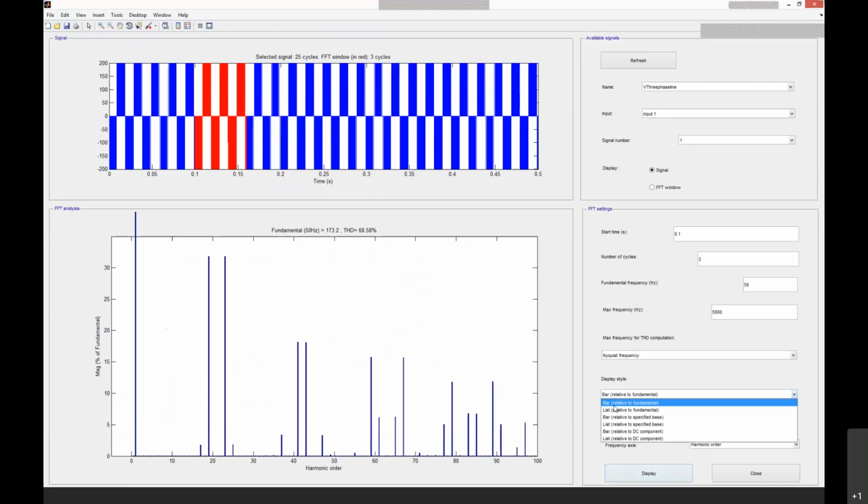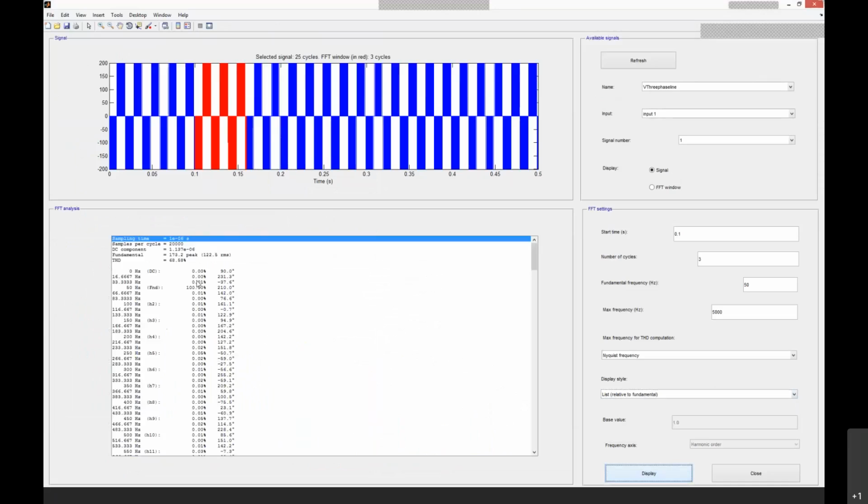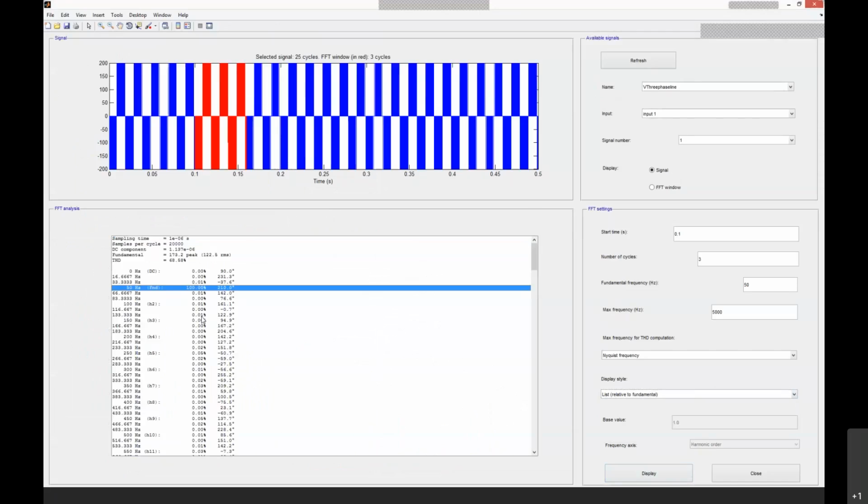So here in display style, you can see the bar relative to fundamental, you can also list relative to fundamental. So it will list out all the harmonics, right? It is listing out all the harmonics. You can see that.